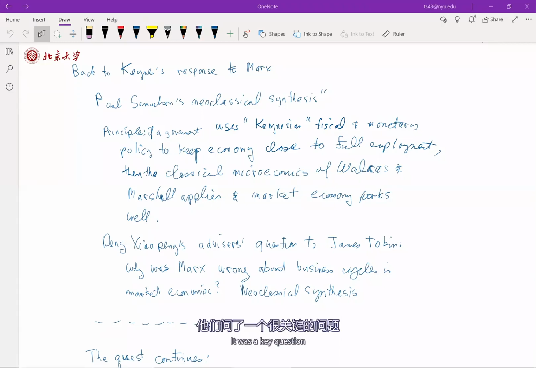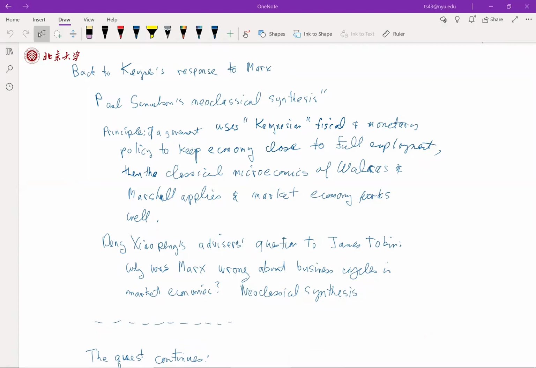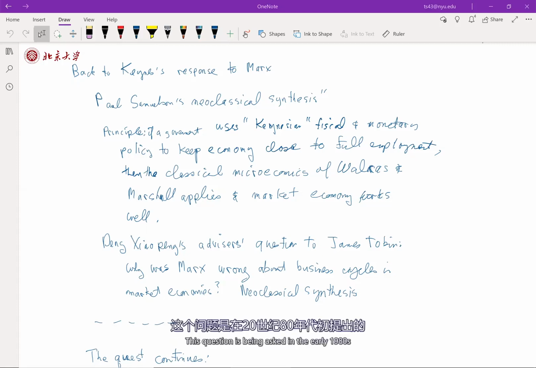Okay, it was a key question. It was, why was Karl Marx wrong about business cycles in market economies? Because Marx said these business cycles are going to get worse and worse and worse, and they were going to bring down market economies. But it hasn't happened. He's right. This question is being asked in the early 1980s.